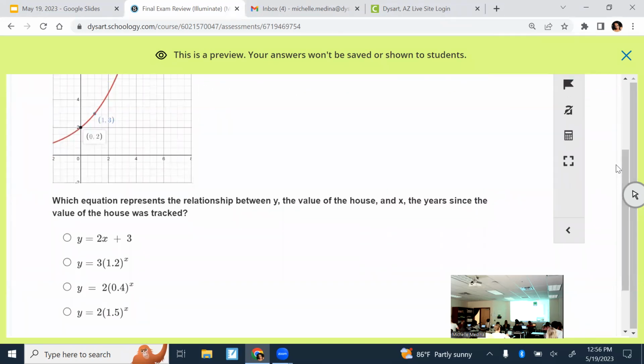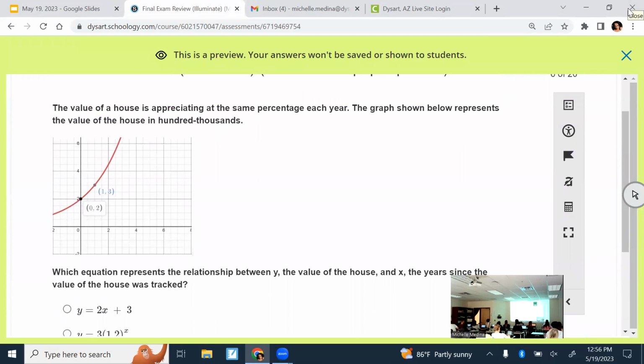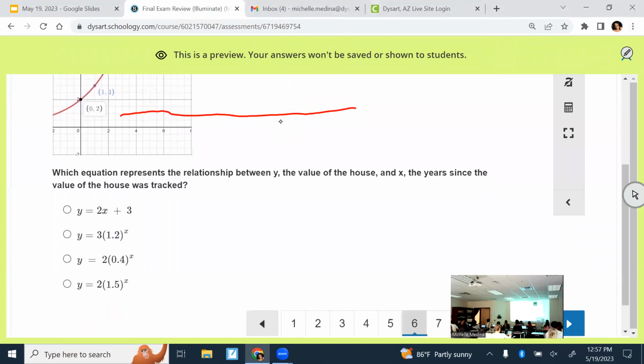Which equation represents the relationship between y, the value of the house, and x, the year since the value of the house was tracked? So looking at this graph, what type of function are we dealing with? Okay, Chris said exponential. Would you agree? You can also tell from this part that it's appreciating at the same percentage each year. When you hear that, you should be thinking exponentials, so you're multiplying each time. So then which of these answers is definitely not the answer? The first one, because that would be linear. That one's in y equals mx plus b, not exponentials. Of the rest, only two of them are actually growth. Which two are growth?